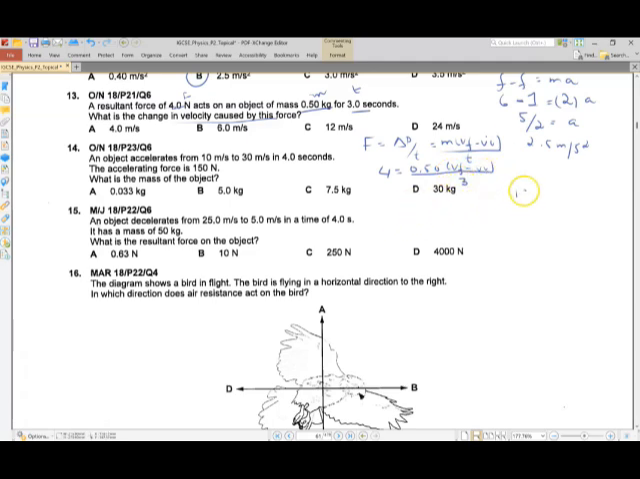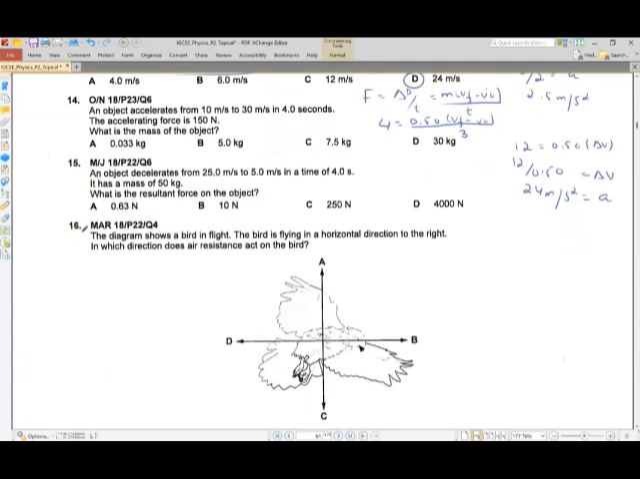So this is going to give us 12 is equal to 0.50 delta V. Delta V is the change in velocity. So 12 by 0.50 is going to give us 24 meter per second, which is our change in velocity. And D is going to be our correct answer. Okay. Moving forward, question number 14.